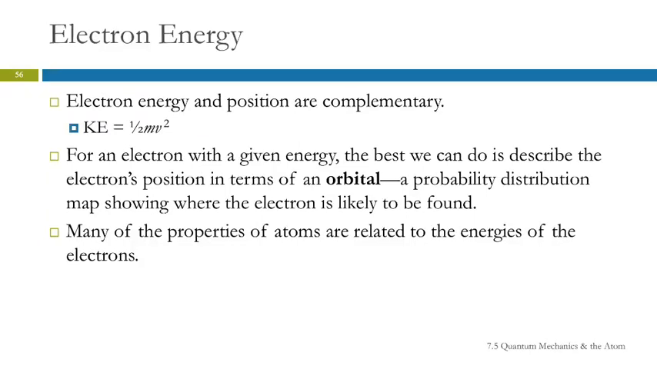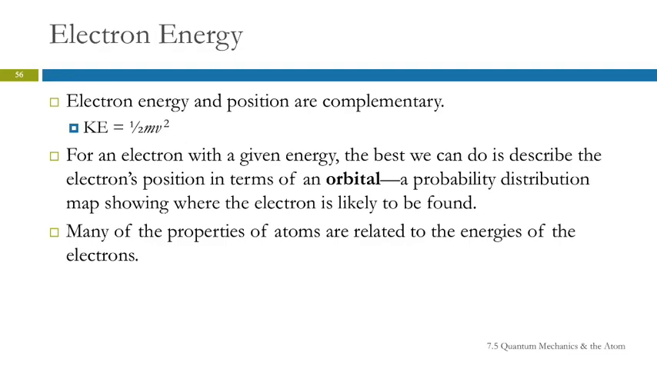The energy of an electron is related to its velocity. Kinetic energy is 1/2 mv squared. So the energy depends on the velocity. The velocity and the position are complementary, so the energy and the position are complementary.